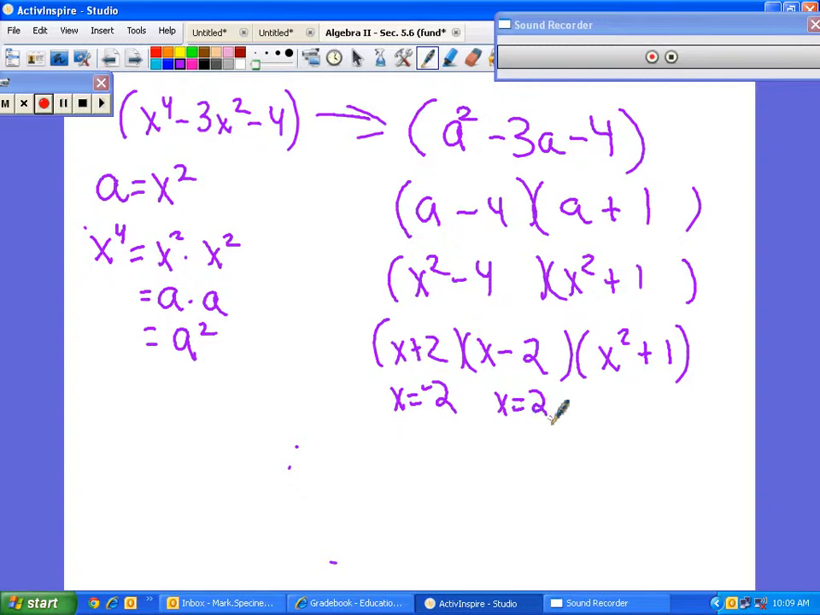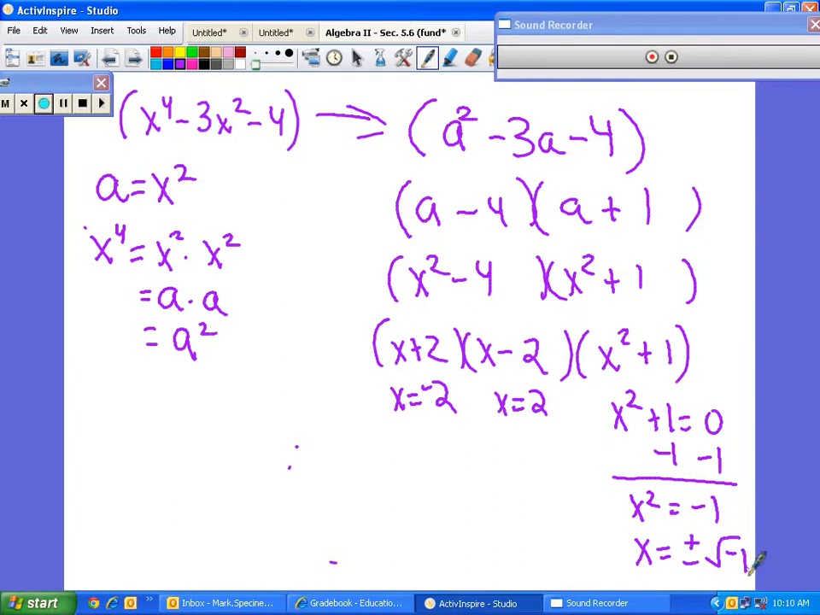You may recall that when I have a situation like this, all I need to do is solve for x. So I set my equation equal to 0. I solve for x by subtracting 1. I get that x squared is equal to negative 1. You will recall that when I have a square, the way I find the answer is to take the square root of both sides. So this becomes x equals plus or minus the square root of negative 1. The square root of negative 1 is i.